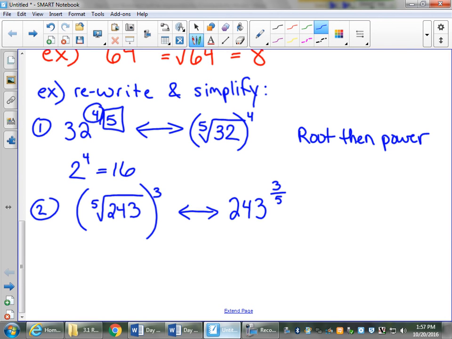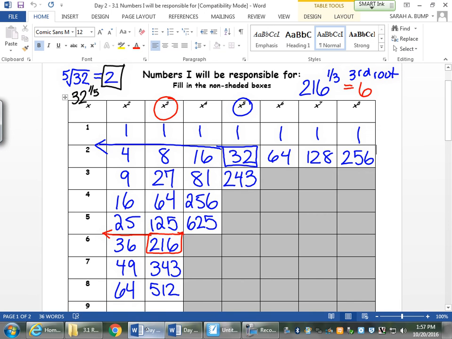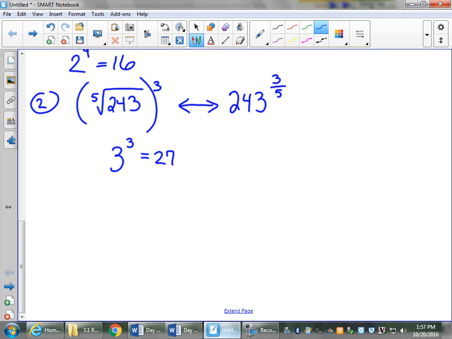When I evaluate these, we're going to go ahead and do the root, then the power. So 5th root of 243, we look at our chart. Okay, X to the 5th column, locate 243, look over, and the answer is 3. So the 5th root of 243 is 3, which we are then going to cube to get 27.